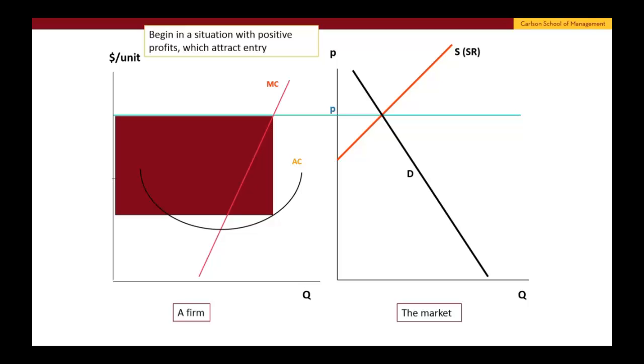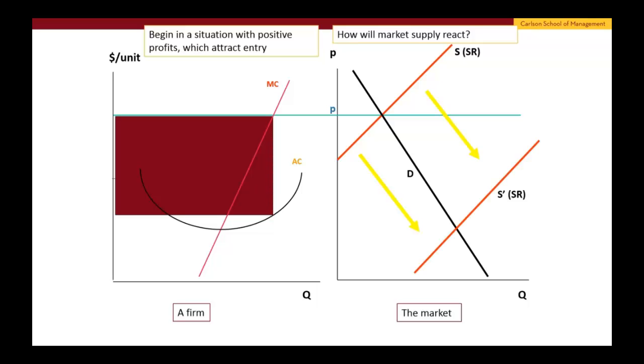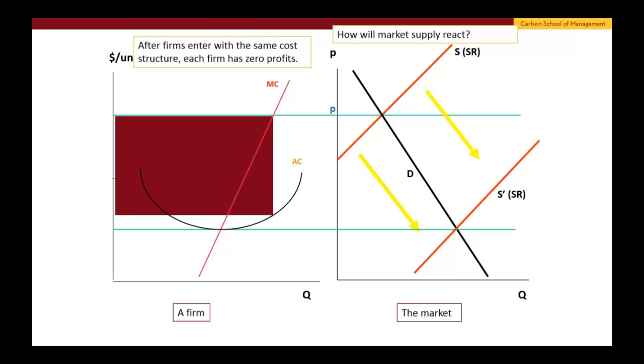On the right-hand side, you see the intersection of supply and demand that determined the price that the firm faced. Well, because there are profits, we expect other firms to enter this market, which in turn should shift the supply curve out to the right. Now, where would this process end? Well, it would end when no firm has any possibility of profits. So it would end where the intersection of the new supply curve and the market demand curve are at the price that's the minimum of the average cost for each firm.